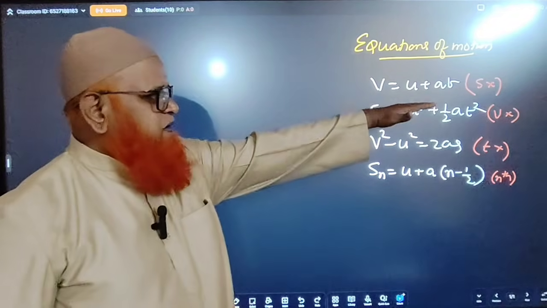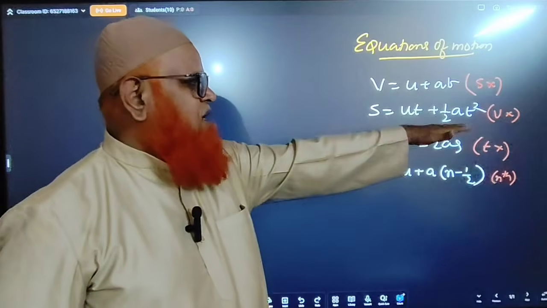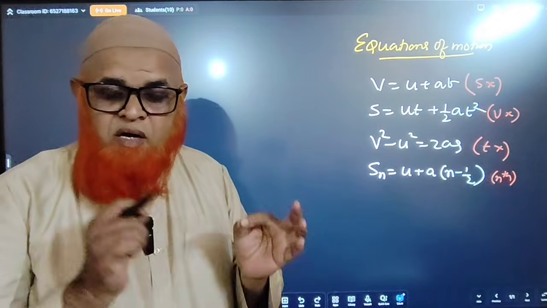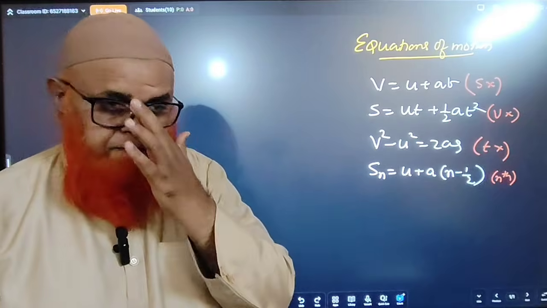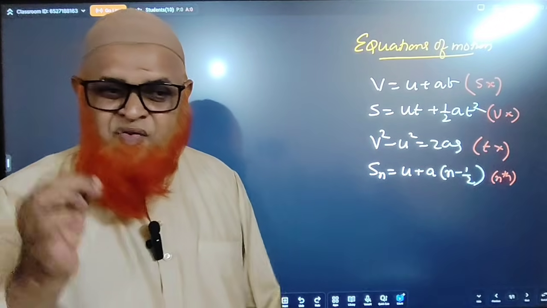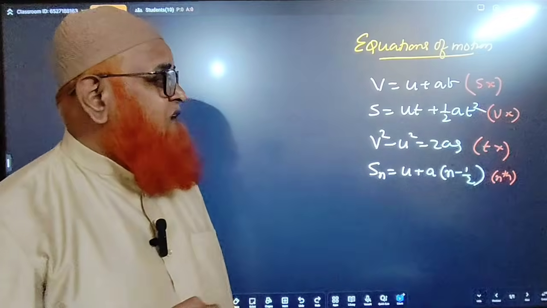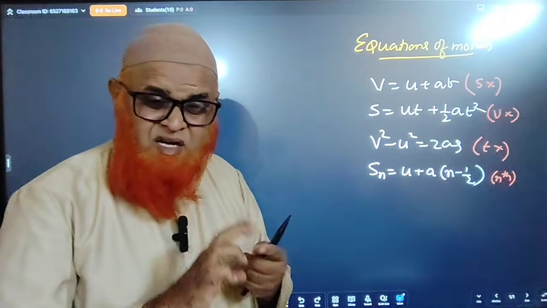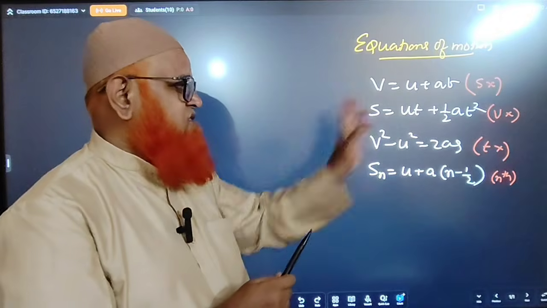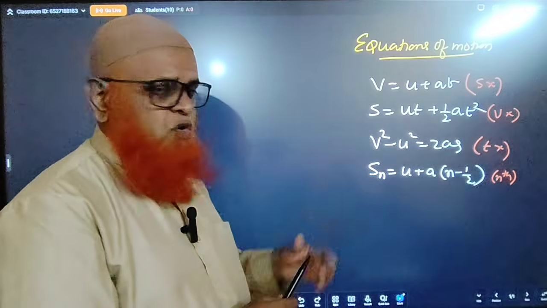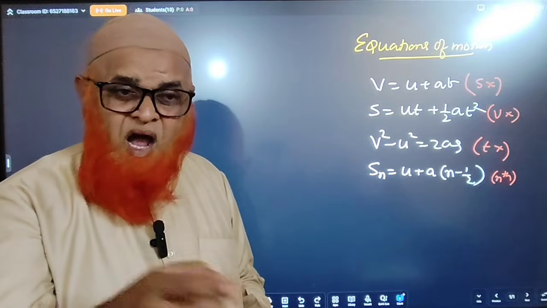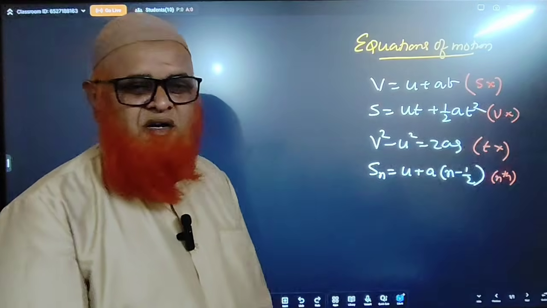The speciality of the first three formulas is: the first formula is used when there is no discussion of displacement in the question, and the second formula is used when there is no discussion of final velocity in the question. The question neither gives final velocity nor asks for it. You have to use this equation. When there is no discussion of time in the question, he is neither giving time nor asking time, then you have to use this third formula.